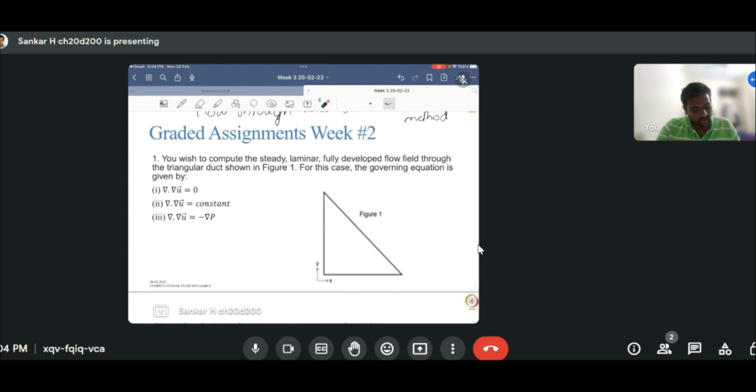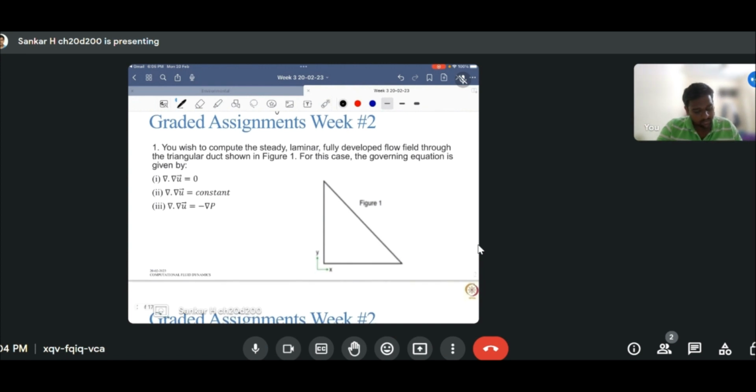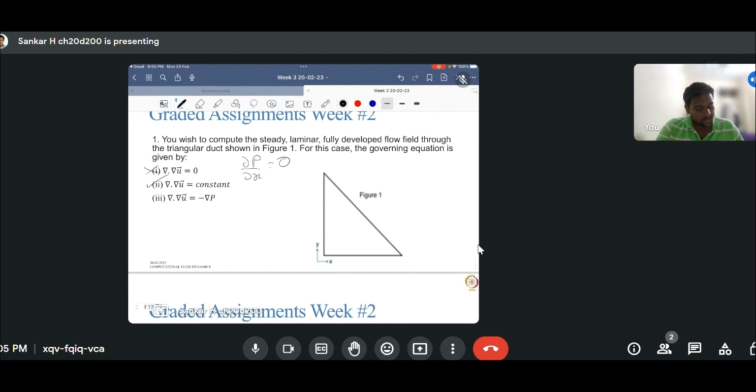So for a fully developed steady laminar flow through a triangular pipe, from the Navier-Stokes equation we balance the viscous forces with the pressure forces, and for a fully developed laminar flow, the pressure gradient dP/dx should be a constant. Therefore, the first option is wrong, and the second option, del dot del U is a constant, is correct. The third option is again wrong, because there is a missing term: del dot del U should be equal to minus 1 by mu del P. Since that 1 by mu is not there, this third option is again wrong.